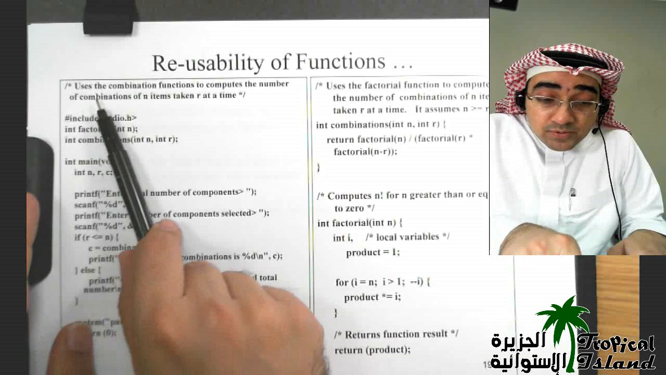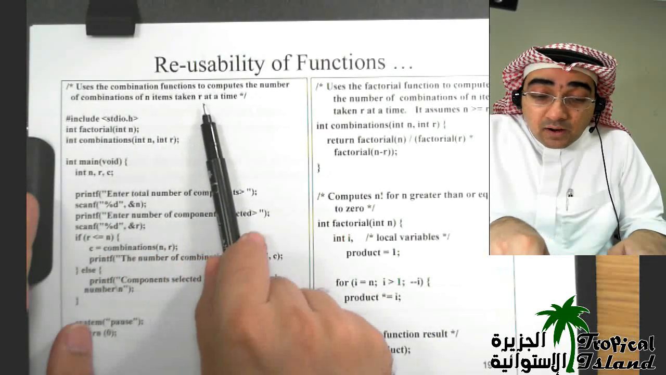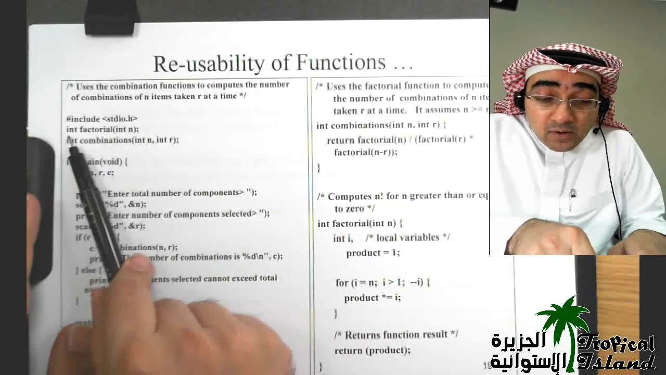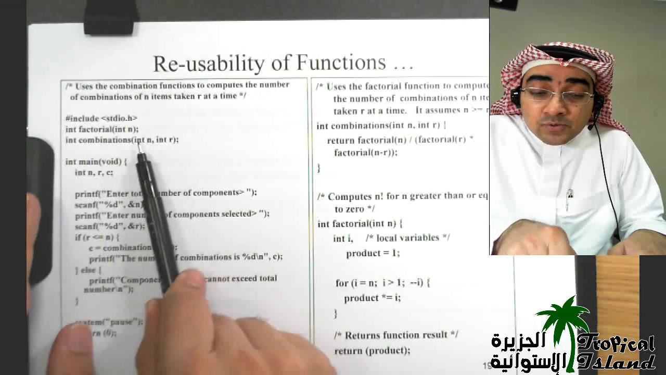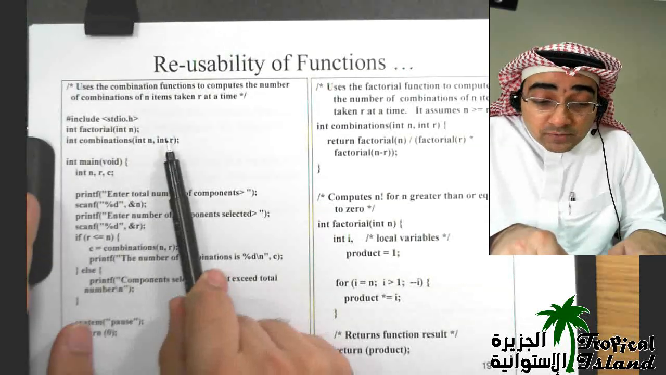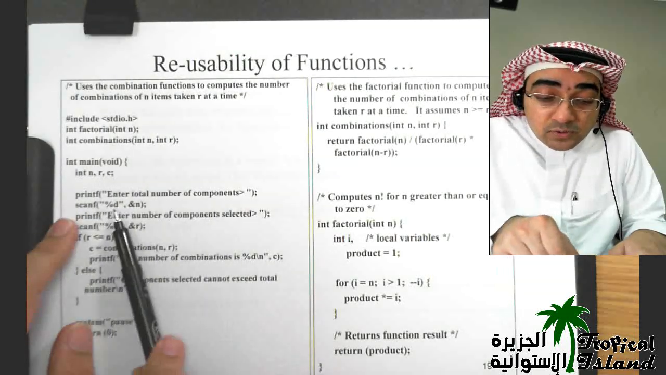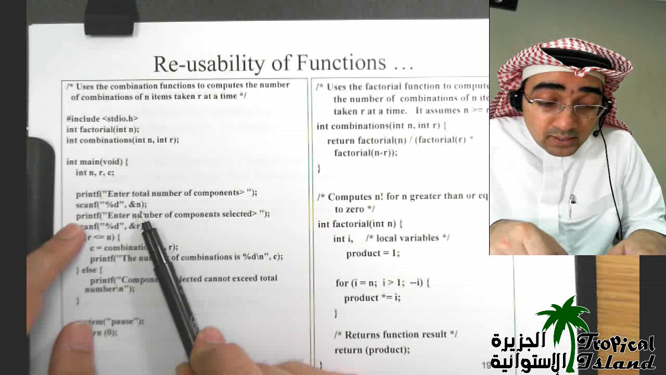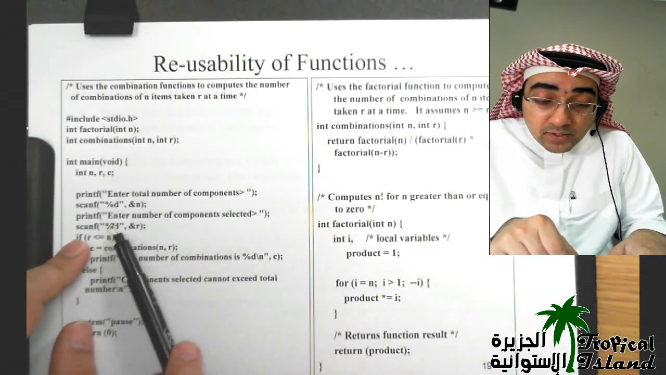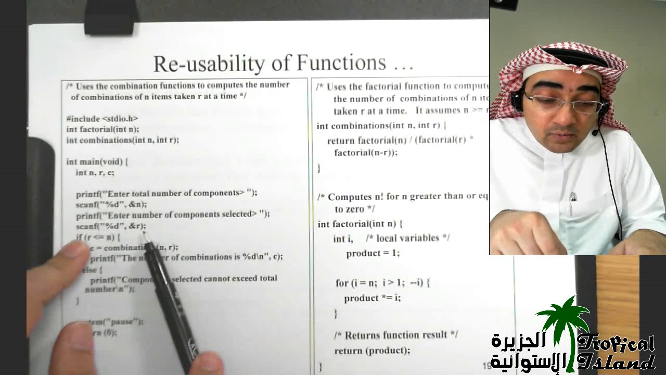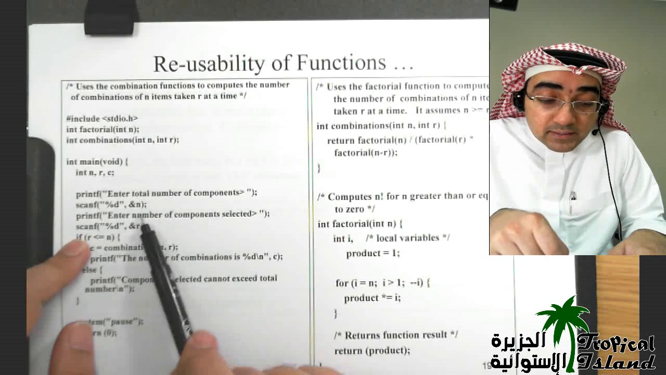Okay, so use the combination function to compute the number of combinations of n items taken r at a time. So we have our function factorial, and we have our function combination, int n and r. We take two inputs in the combination function, and in the main we declare our n, r, and c, and we ask the user to enter a number for us. We save it in n, and we ask the user to enter the number of components selected. We store it in r, so how many total numbers we have and how many are selected.